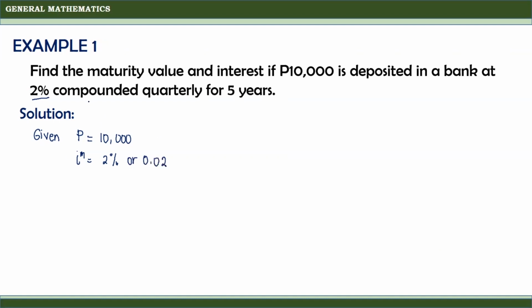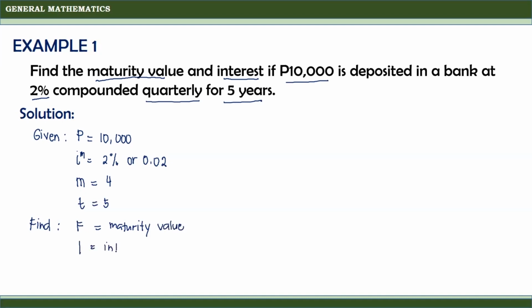Moreover, since we have here in the problem compounded quarterly, it follows that our m is equal to 4, meaning that the interest is being compounded every 3 months or 4 times a year. Then finally, t is equal to 5 years. From the problem, what we need to find is the maturity value and the interest. Therefore, we need to find the value of F and the value of I, wherein F is the maturity value and I is the interest.